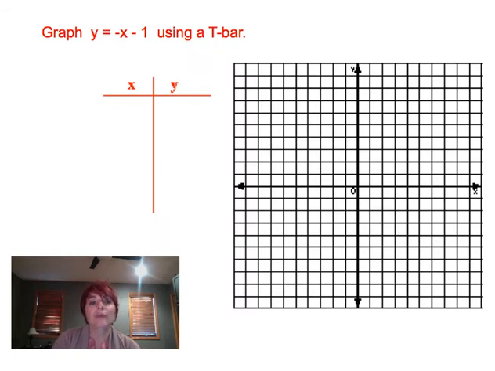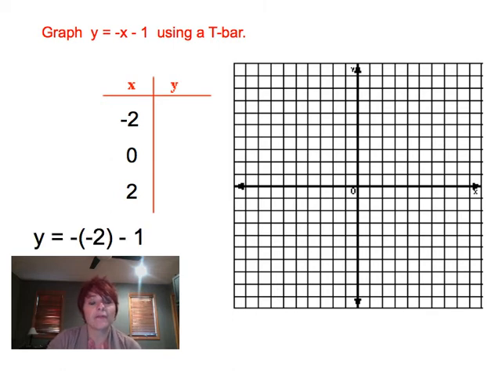Now we're going to learn to graph using a T-bar. What you need to do first is pick 3 x's. It does not matter which 3 x's you choose. I'm going to use -2, 0, and 2. You can use those same 3 every time if you want to, or you could use a totally different 3. I always suggest using 3 x's, however, because then your line is going to be a straighter line. So I'm going to use -2, 0, and 2.